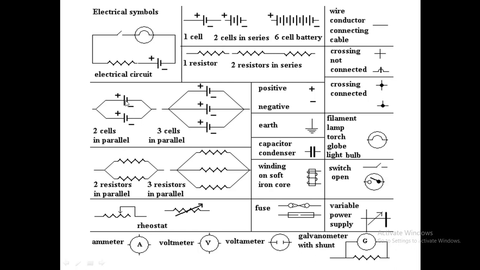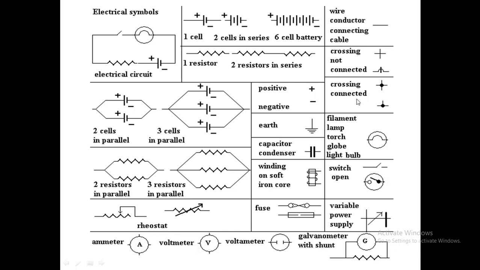Two cells in parallel. Both the positive terminals of the cells are connected to one particular point and both the negative terminals of the cells are connected to another particular point. This is how you have a combination of cells in parallel. Parallel combination means all positives are connected at one point and all negatives are connected at another point. Now here you can see 3 cells connected in parallel. The 3 positive terminals are connected here and the 3 negative terminals are connected here. The symbol for positive is plus and the symbol for negative is minus.